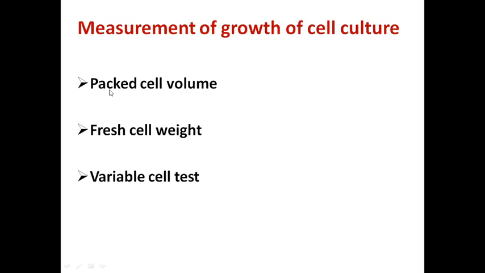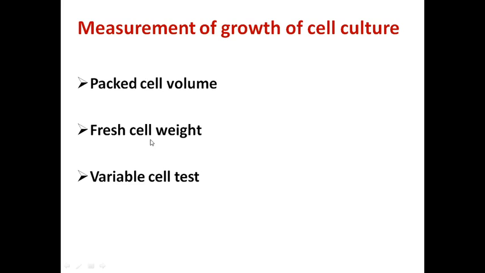So firstly I am focusing on the packed cell volume. The cell suspension is transferred to a graduated centrifuge tube, then centrifuged at 2000 rpm for 5 minutes. The cells will form a pellet, called the biomass volume. It is expressed in ml. This is the packed cell volume method.